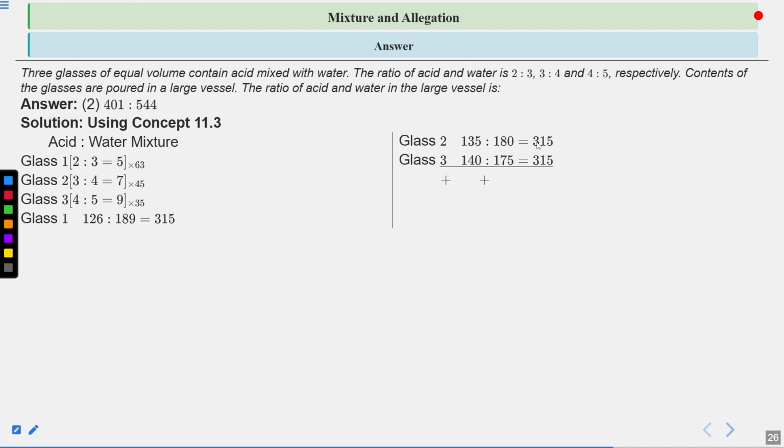Now we add up all three acid quantities, 126, 135 and 140, and in water we add 189, 180 and 175. When we add up all acid and all water, we get the ratio 401 ratio 544. So second is the correct answer of this question. Next one.